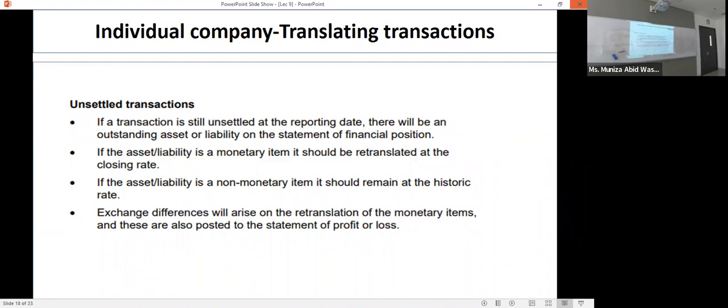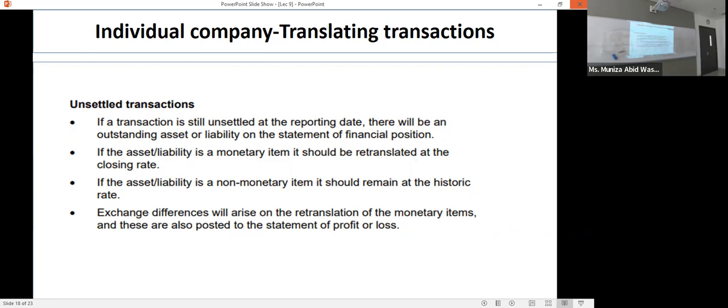If it's inventory or any other non-monetary item, any other kind of fixed asset like plant and machinery, it is not going to be changed. It will remain at the historic rate. Clear? If the asset or liability is a monetary item, then it has to be changed by using the closing rate. If it's a non-monetary item, it is going to remain at the historic cost. We are not going to change it.